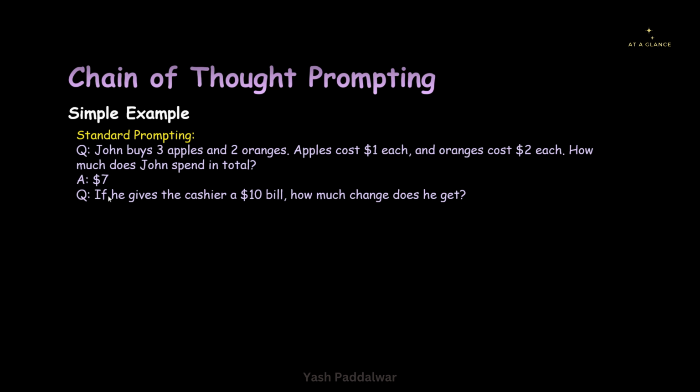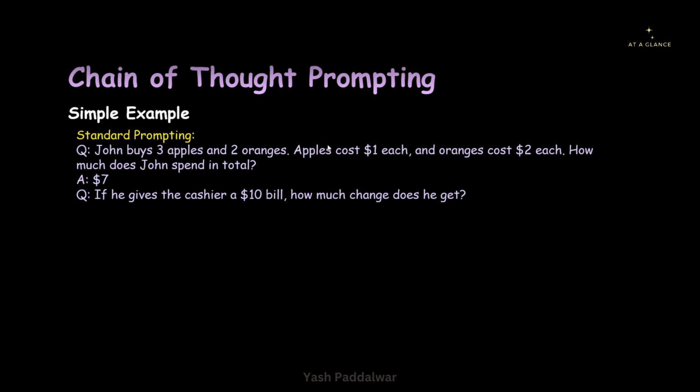The question is, if he gives the cashier a total of $10, then how much change does he get? No doubt this is a very simple problem. We already have the answer of how much John has spent. He has spent $7. So in the answer we should get 10 minus 7, because John has given $10 to the cashier. So the cashier should provide $3 in change, because 10 minus 7 is 3. So the change he gets should be $3.